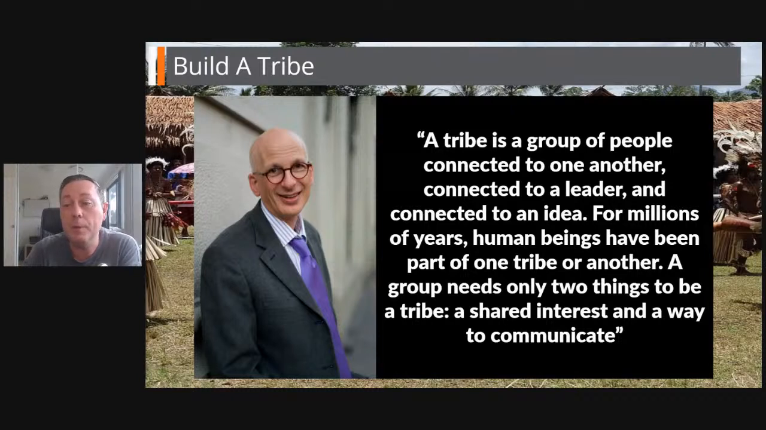A tribe is a group of people connected to one another, connected to a leader, and connected to an idea. For millions of years, human beings have been a part of one tribe or another. A group needs only two things to be a tribe: a shared interest and a way to communicate. If you can be that appointed tribal leader, that will give you trust and authority, and your membership will grow.